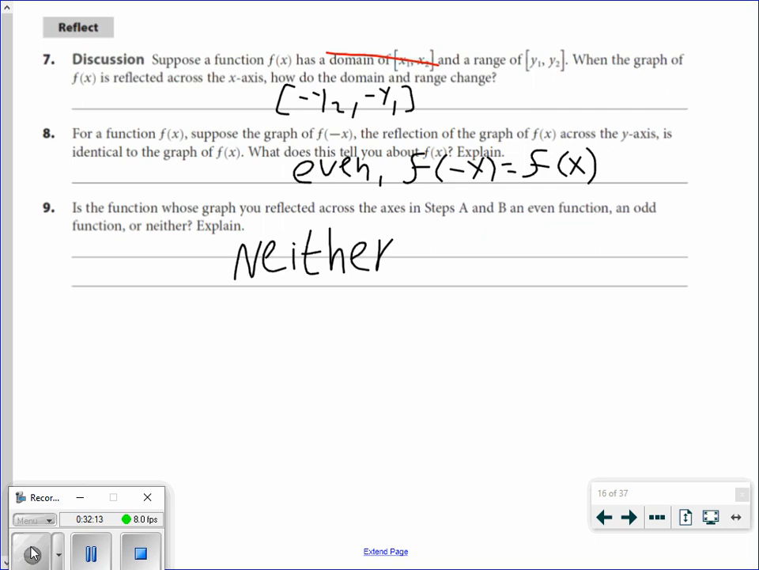Okay, this is what you should have gotten. The range now changes into -y2, -y1. They change places. So you change the sign and the order from least to greatest. So the bigger one now becomes the smaller one, and the smaller one becomes the bigger one. So that's what you have to flip. You flip which one comes first as well. For 8, it's an even function since f of -x equals f of x. That's the definition of an even function. So that makes it even. And for 9, the function that we graphed, it's neither, since neither property of even or odd functions holds for it, so it's neither.